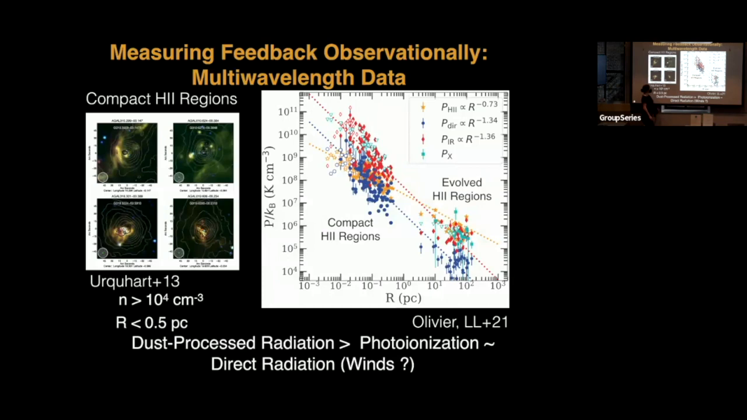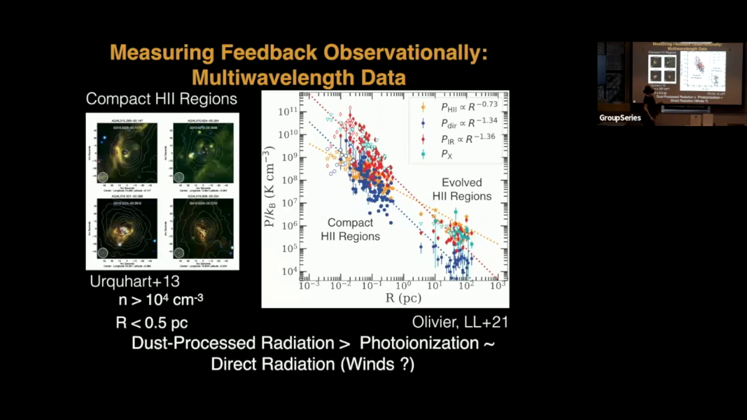She found that for this sample, which is much younger, so you have smaller sources that are still in very high density media, the dust processed radiation is what dominates. And it dominates over the photoionization heating, the direct radiation. We weren't sure of the contribution of the stellar winds because none of the sources were X-ray detected, so we could only set upper limits on that pressure term.